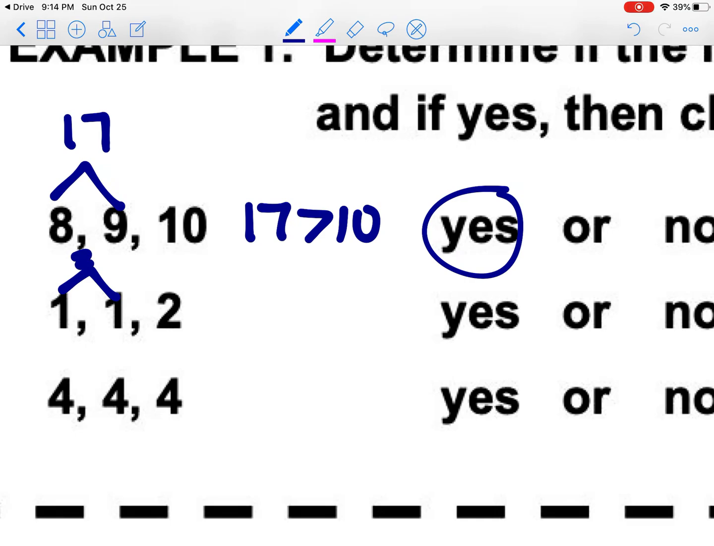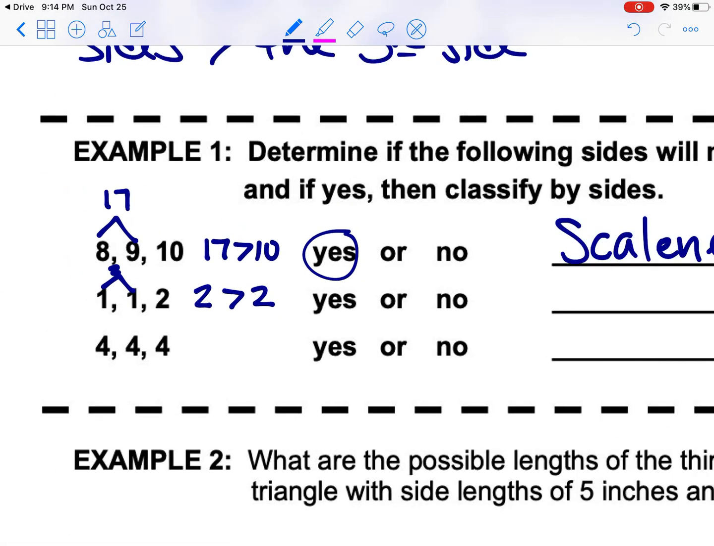Okay, we go to the next one. We add our two smaller sides together. That gives us 2. We ask ourselves, is 2 greater than 2? No, it's not. So that means these three sides will not form a triangle. And if it doesn't form a triangle, then we can't classify it.